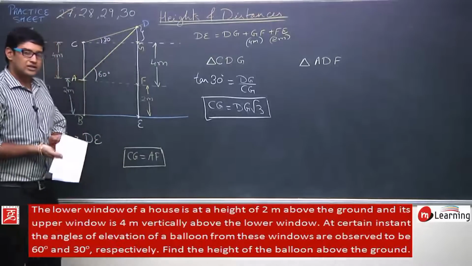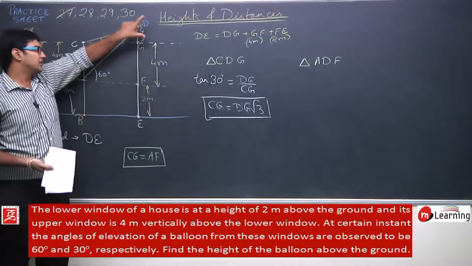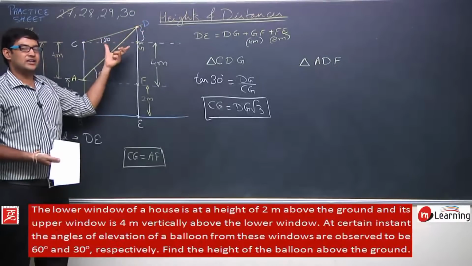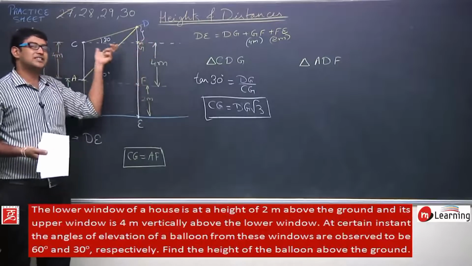Now try to understand why I have taken tan of 30 degree. It's because DG is the quantity which needs to be determined and CG is the quantity which relates both the triangles. That's why I have used CG.